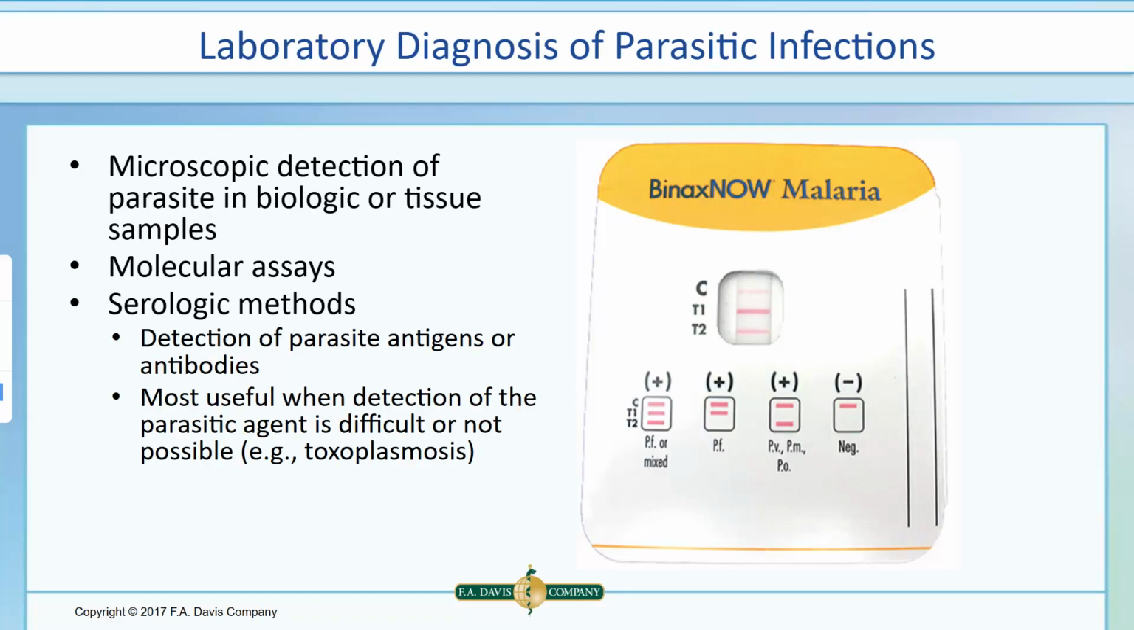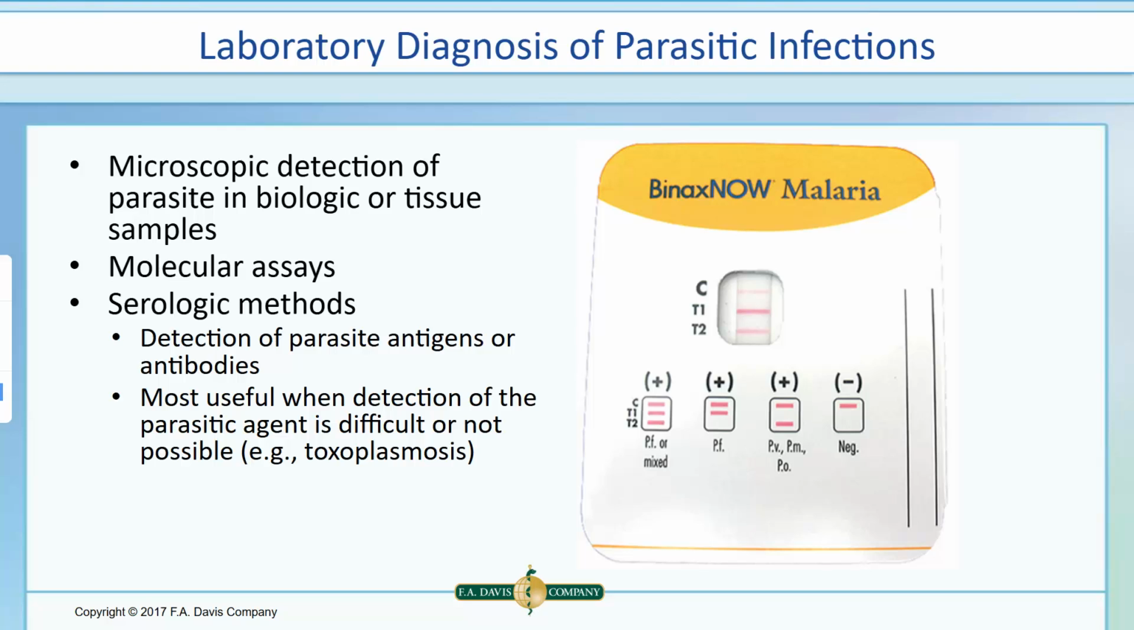Laboratory diagnosis of parasitic infections. Microscopic detection of the parasite in biological or tissue samples. So parasites physically can be found in various types of samples. In addition to that, there's a lot of molecular testing that occurs today. So with molecular tests, we look for the genetic material of the organism instead of just looking for the actual parasite. Because if the parasite is hiding somewhere in the body, then it's difficult to detect it.